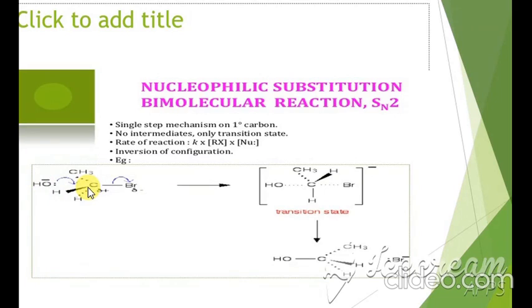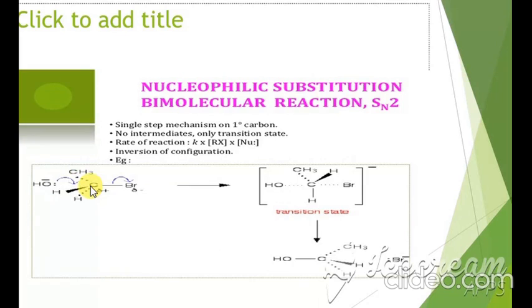The direction of attack of the attacking nucleophile is very important. It attacks from the side opposite to the leaving group. It provides sufficient room for the nucleophile to attack the substrate. As a result, the hybridization also changes. This is sp3 hybridization, and the transition state becomes sp2 and planar. So when OH attacks from this side, the molecule is inverted.